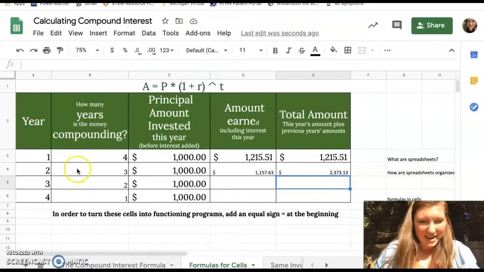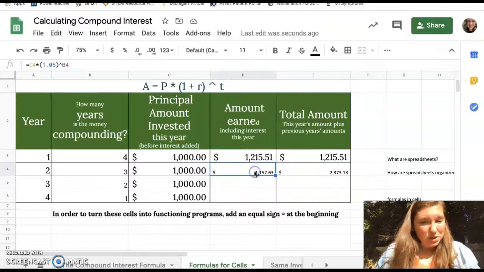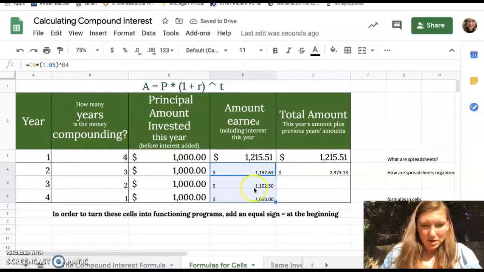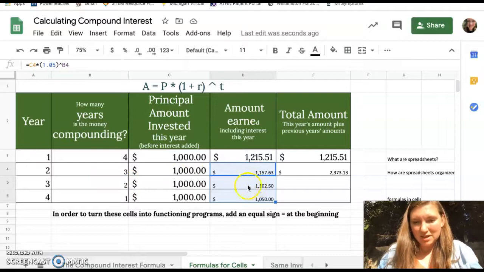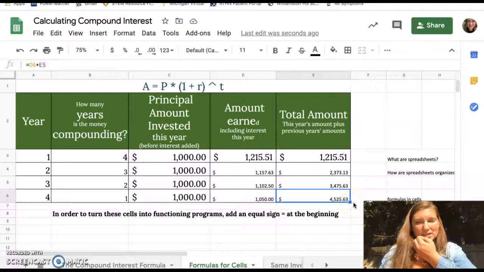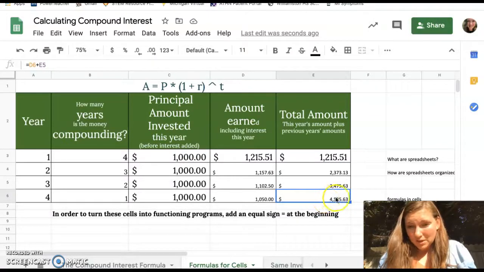So now we have a total of $2,373.13. Okay? So now what we should be able to do is just drag this down. So this year we invested $1,000, but it sat for only 2 years, so it turned out to be $1,102.50. And if we drag this formula down, then it adds that number to that number. Then the next year it adds that number to this number. So we end up, after 4 years, having invested $4,000 with a total of $4,525.63, which is not that bad.